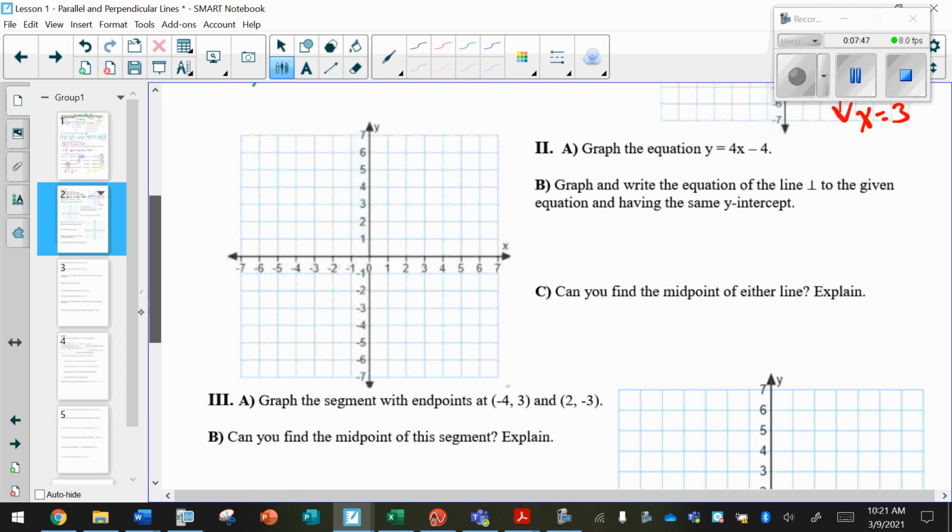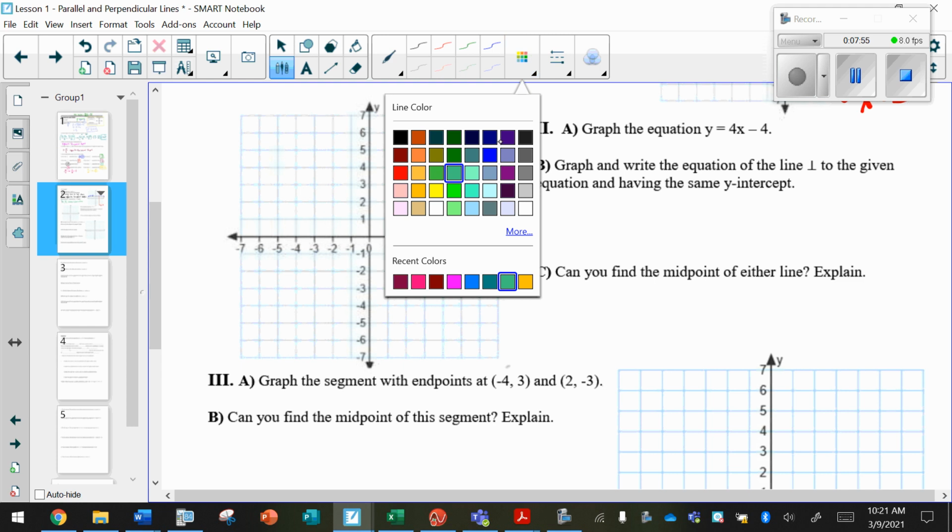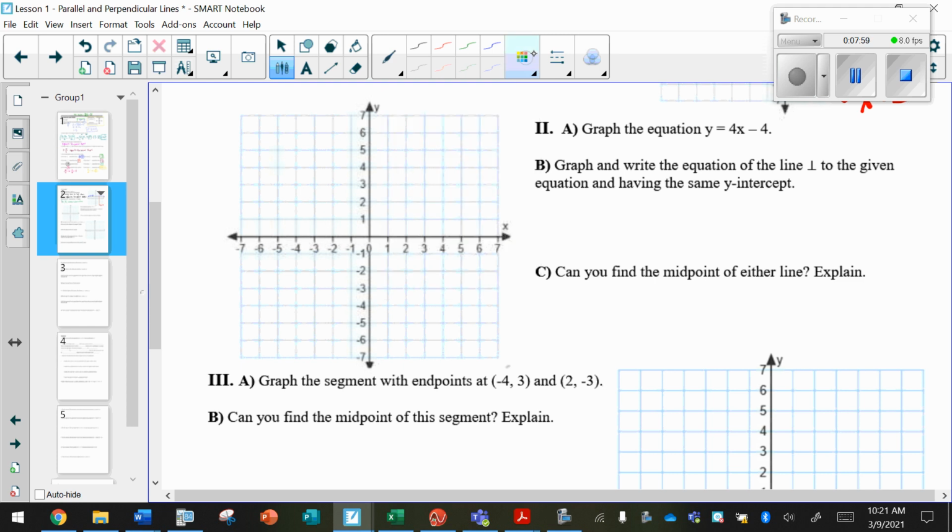All right, next one. Graph the equation y equals 4x minus 4. So let's see if you can remember your slope, y-intercept, and how to get the equation into a picture onto a graph. So your y-intercept is the value where your line crosses the y-axis. That'll be our number -4. And then our slope technically is 4 or 4 over 1.